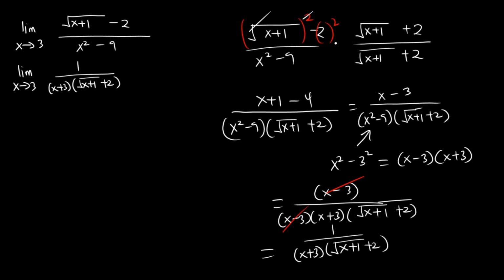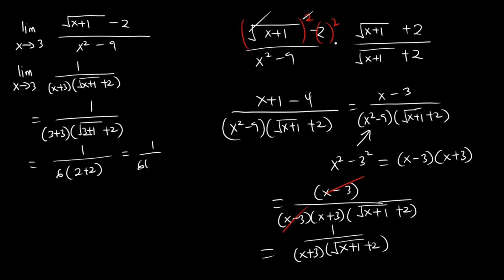So at this point, let's try the direct substitution and see if it will work out for us. So I'm going to have 1 over 3 plus 3 multiplying the square root of 3 plus 1 plus 2. So let's simplify this. I'm going to have 1 over 6 multiplying, this will give us 4, right? And then the square root of 4 is 2. So I'm going to have 2 plus 2. So I'm going to have 1 over 6 times 4. And then that will give us 1 over 24. So that will be the limit for this function also.